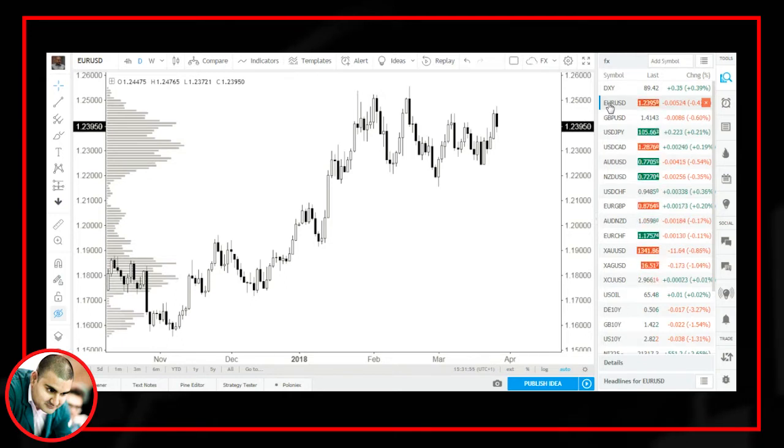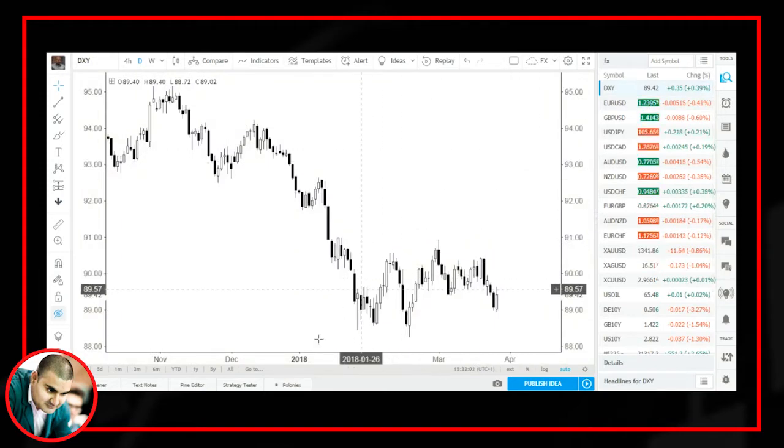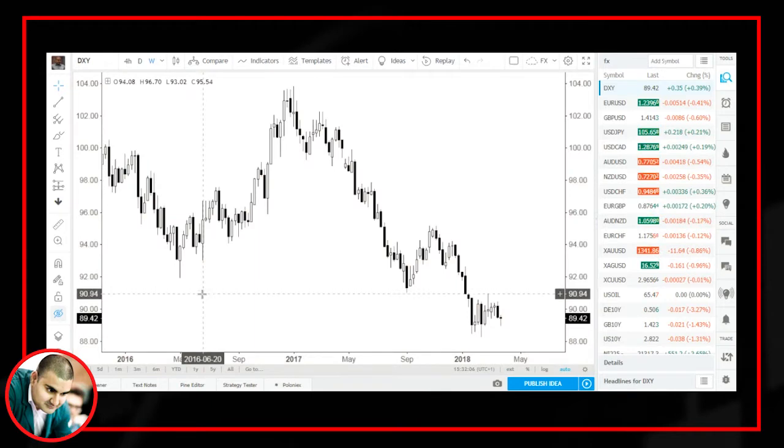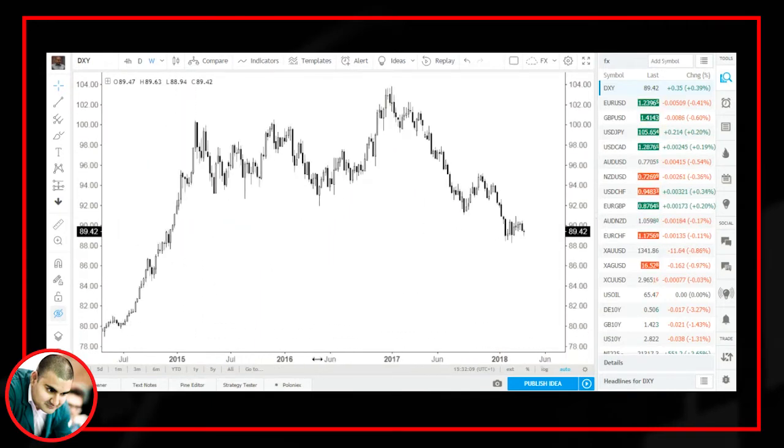So let's talk about some currency pairs now, and the shift in value. I'm going to start off with an easy one. We're going to go with the dollar index, and I'm going to bring it over to a weekly chart and talk to you about how I look at these theories over a longer term.